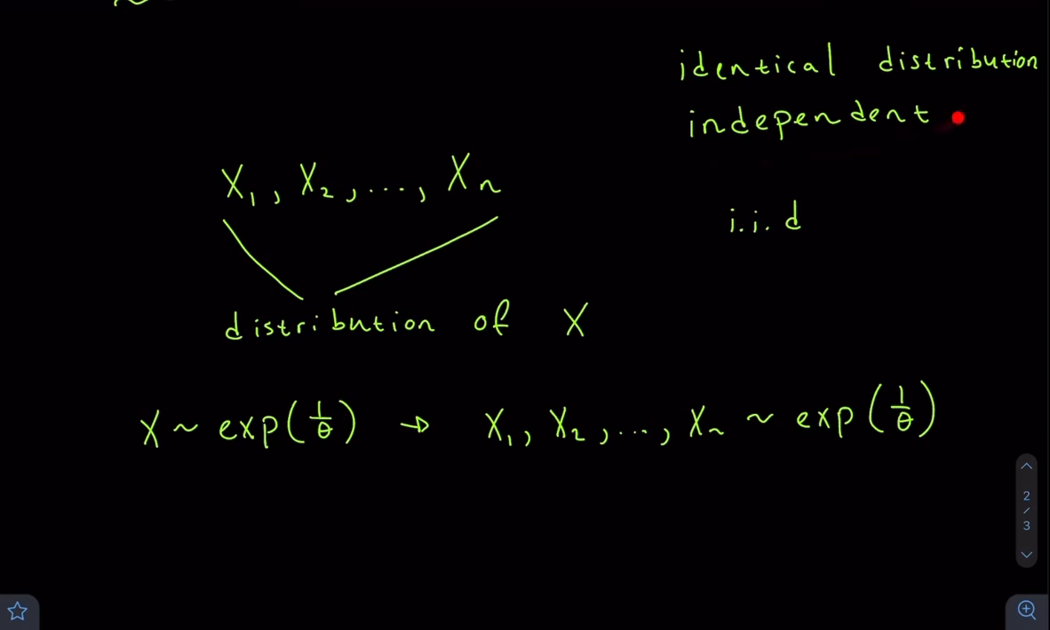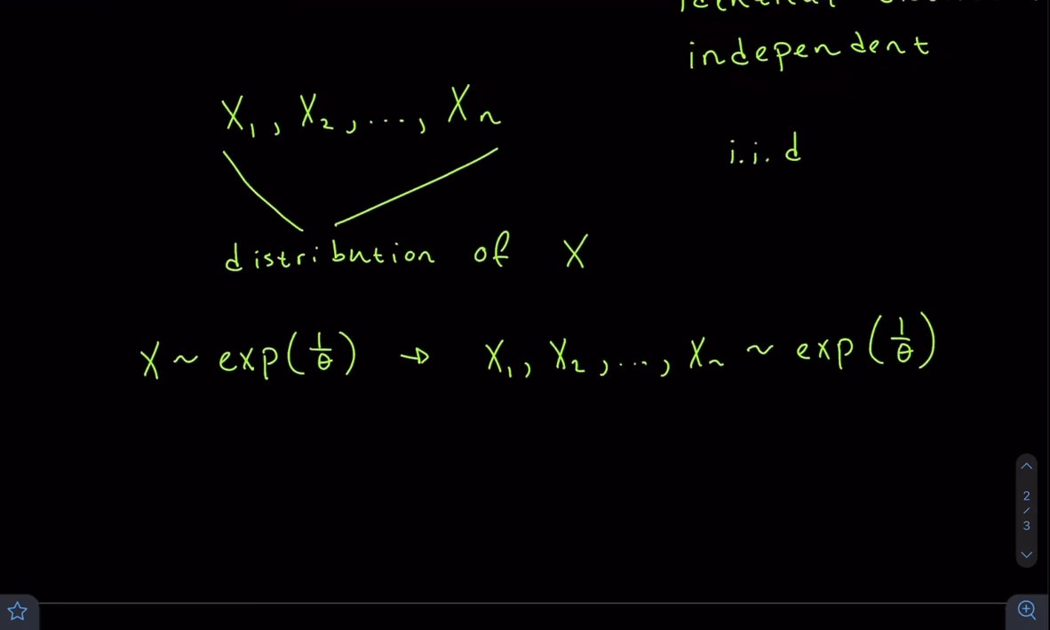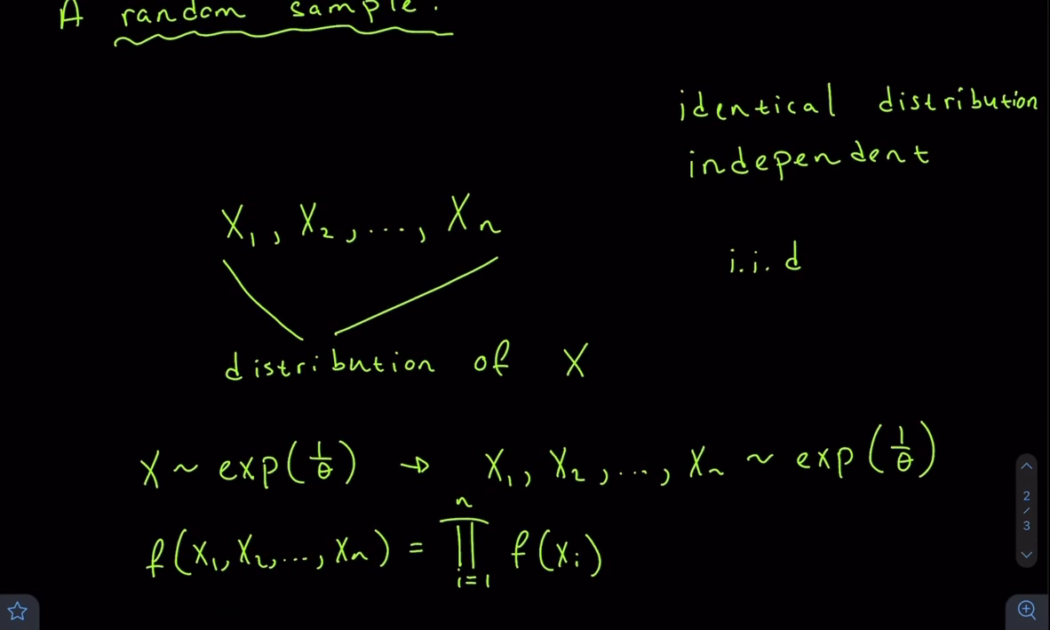And them being independent means that we could easily find the joint probability density function of this collection, because them being independent implies that the joint probability density function, let's say if it were continuous, of x1, x2 through xn would just be the product of each of their marginal PDFs, which is pretty neat. And that's basically what a random sample is.